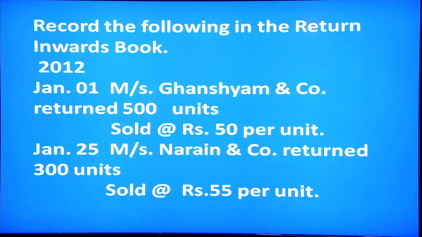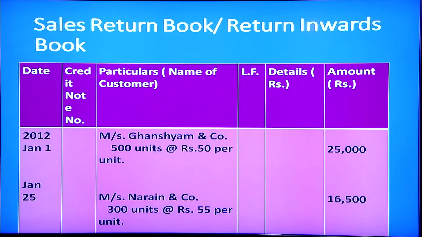We have one more question for the returns inward book. Here I have given the names of the purchasers in the sales returns book with the details, and we have the answer, sales returns book. How can we prepare it? We are writing in the particulars column the name of the particular party, Messrs. Ghanshyam and Company. What has he returned? 500 units of a particular thing at rupees 50 per unit. 500 into 50 will give you 25,000. So in the outer column that amount will come.